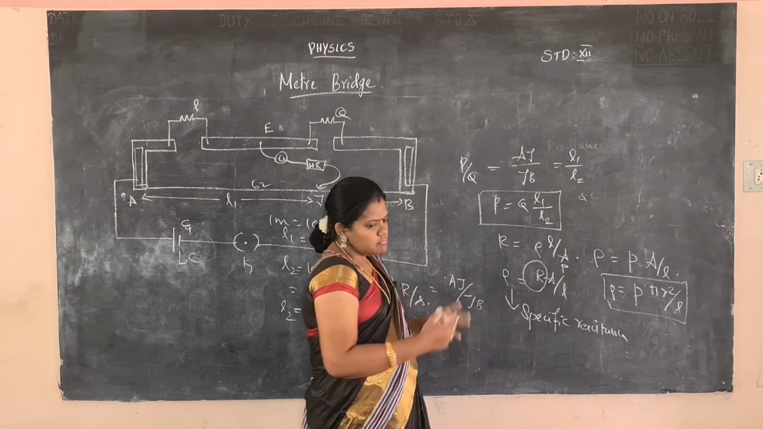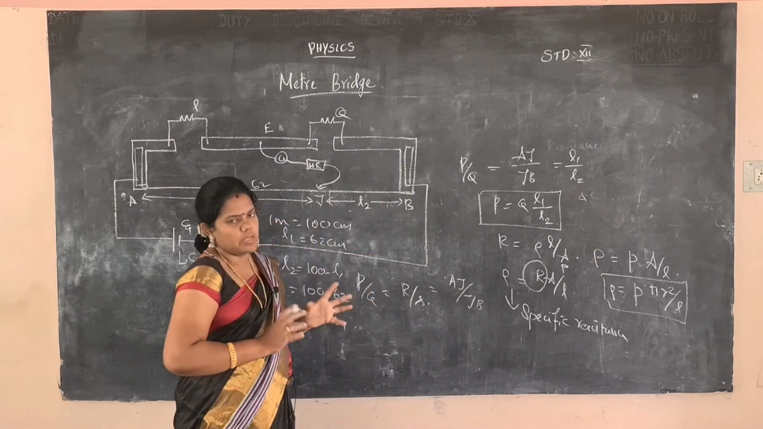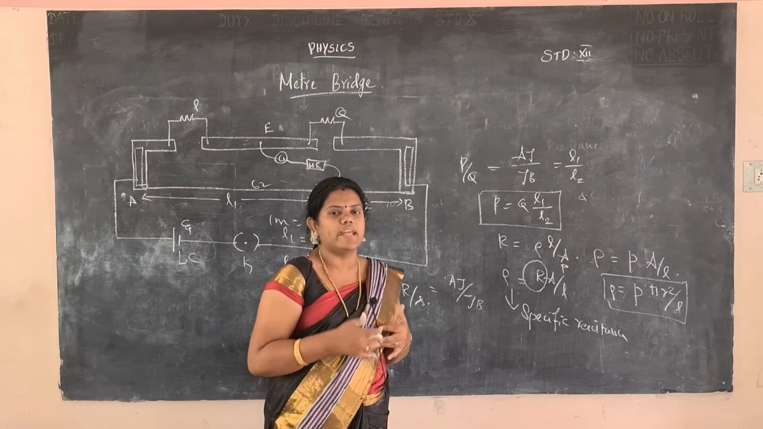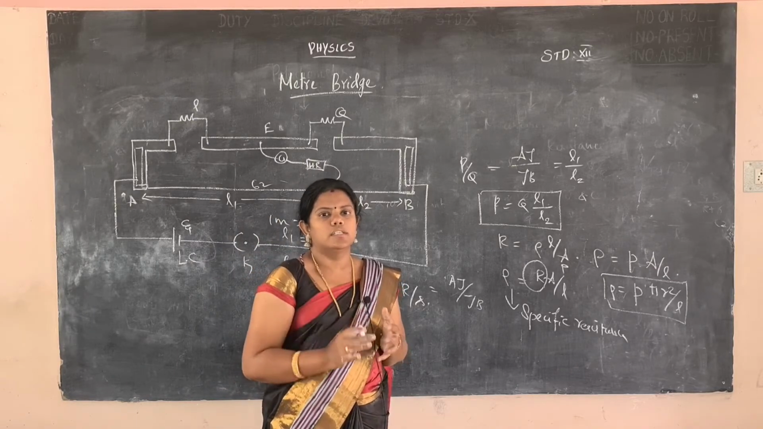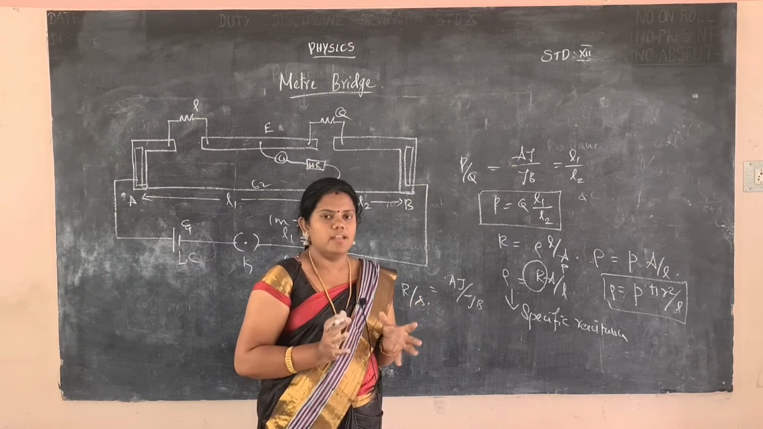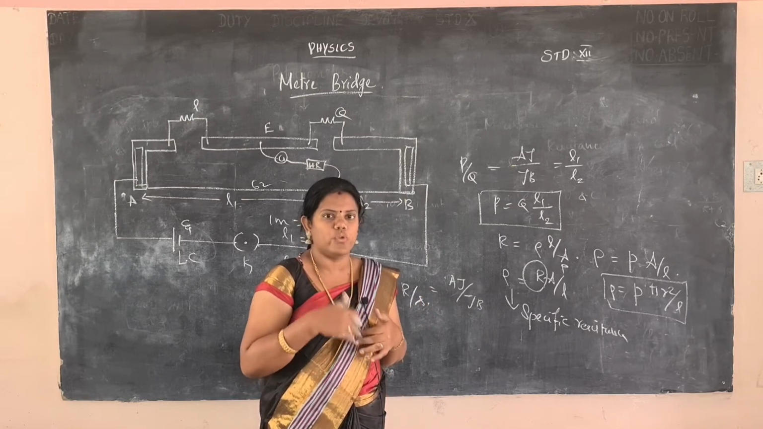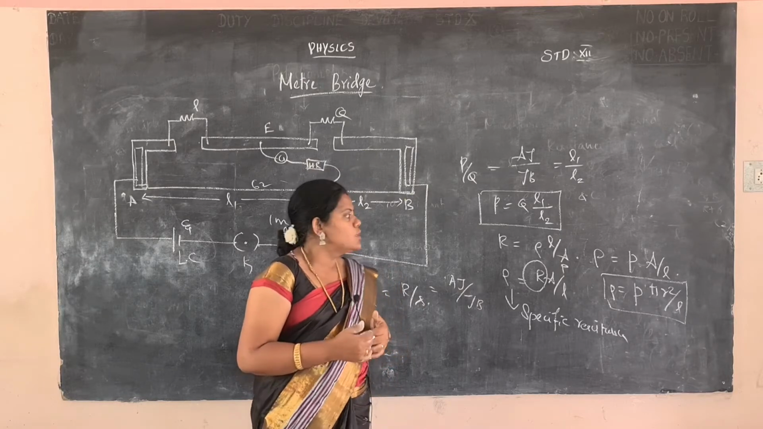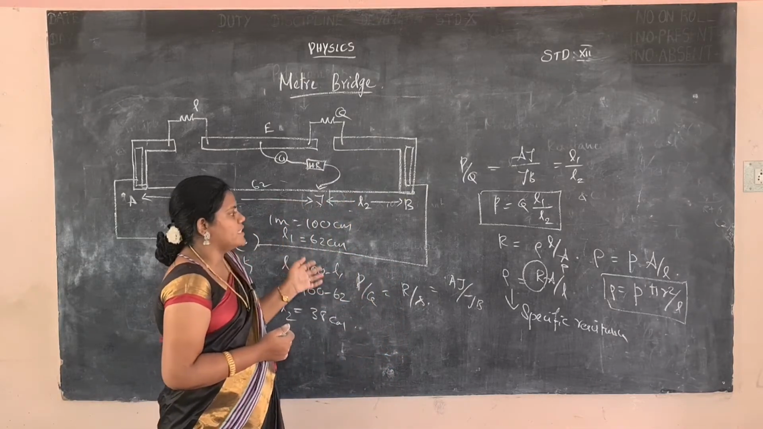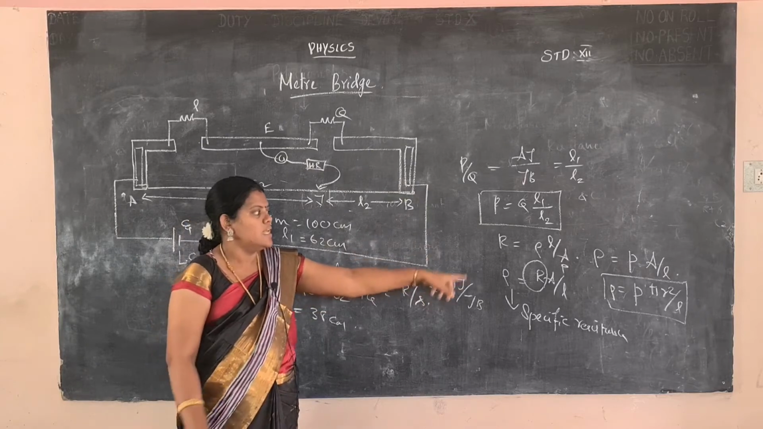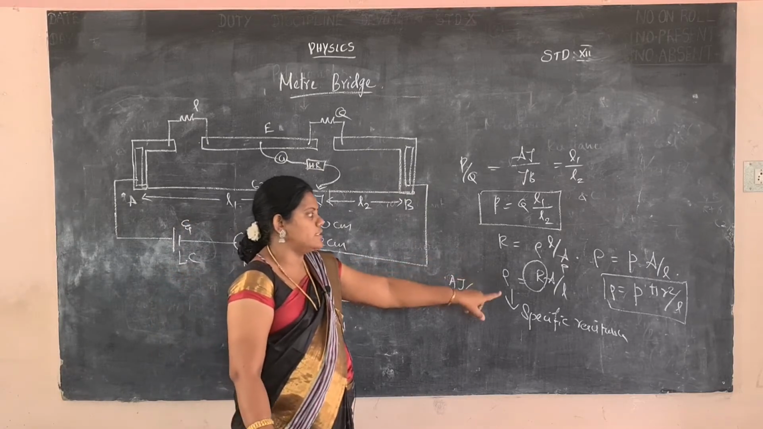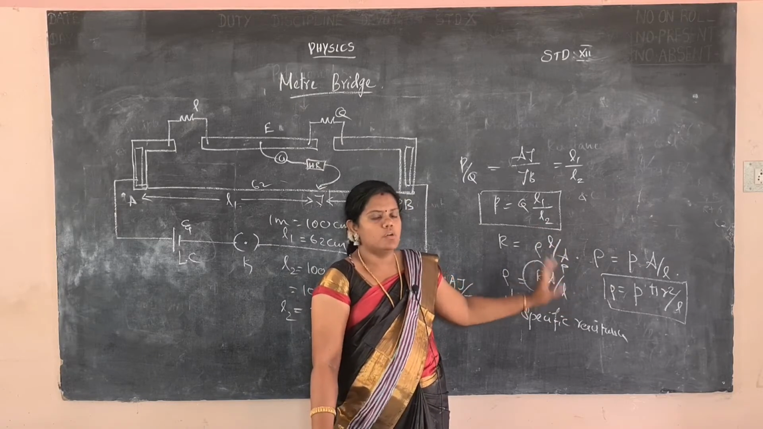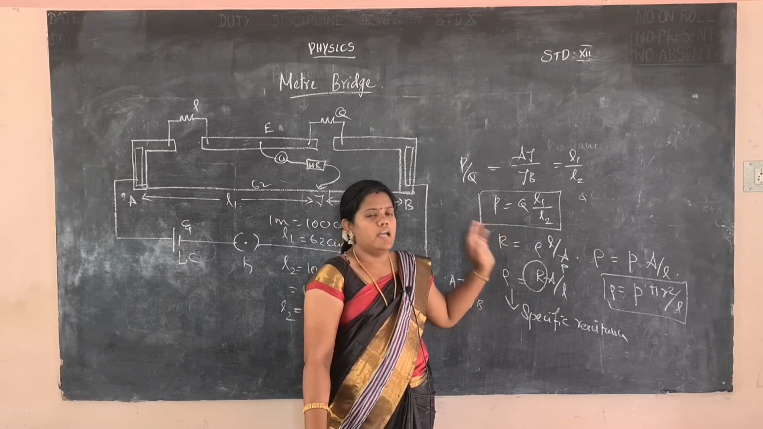Then automatically end correction will be produced on the two sides, so we take more and more readings. You have to calculate the average value of all the readings. First find out the unknown resistance, then substitute the unknown resistance in the specific resistance formula, so you can easily find out the specific resistance value. Okay, this is the meter bridge experiment.